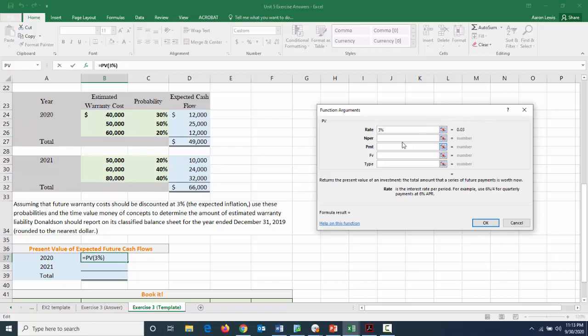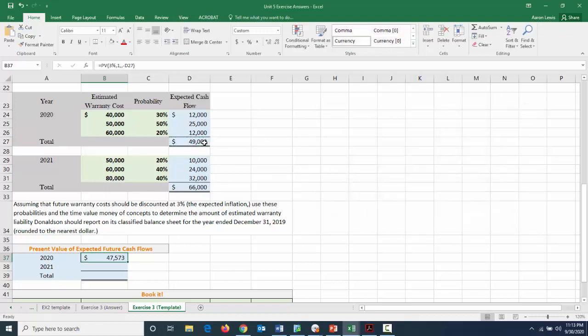Our NPER is how many years from now it is. Well, we're making 2019 sales into 2020. That's 1 year, so we have an NPER of 1. And our future value, in this case, we've already figured out is our expected cash outflow. And let's make it negative. So negative $49,000. Essentially what that means is $49,000 a year from now will be the same as $47,573 today, because the price of things keeps going up, so the buying power of any one given dollar keeps going down.